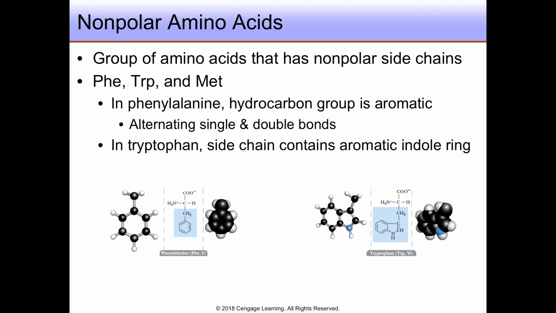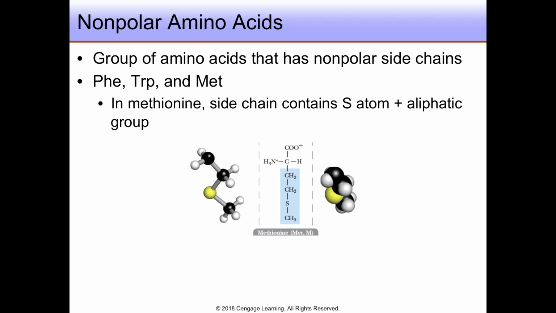Another subgroup within those amino acids that are nonpolar is comprised of those amino acids that have aromatic side chains. Recall that a hydrocarbon is aromatic if it contains a cyclic structure with alternating single and double bonds. In phenylalanine, pictured on the left, the ring is a simple benzene ring, whereas tryptophan on the right has an aromatic indole ring.